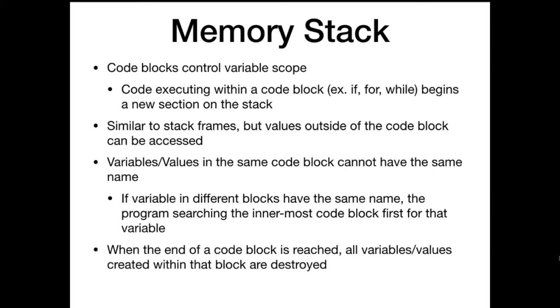And when a code block ends, you've noticed this in 115, we'll talk about it a little more in detail now. When a block ends, all the variables that were created inside of that block are destroyed. So for example, you have a for loop and you say for i in whatever range, do some stuff. After that loop is done, you don't have access to the variable i anymore. That variable was destroyed as soon as that code block ended, along with any other variables that were created within that code block.